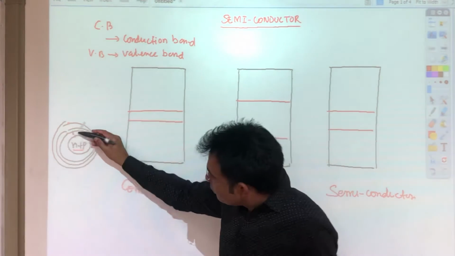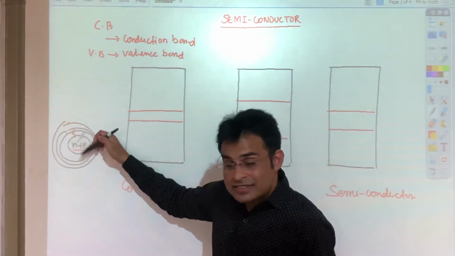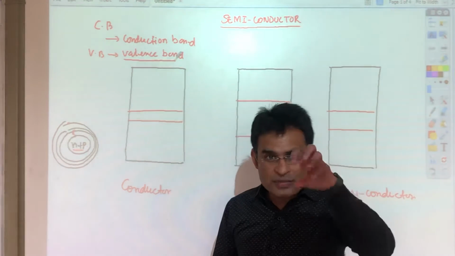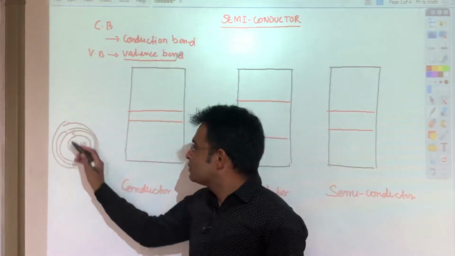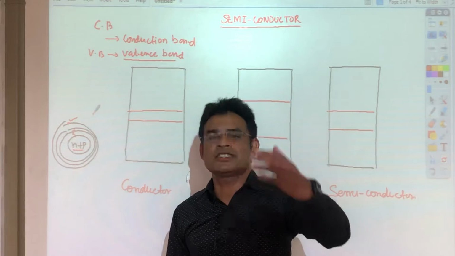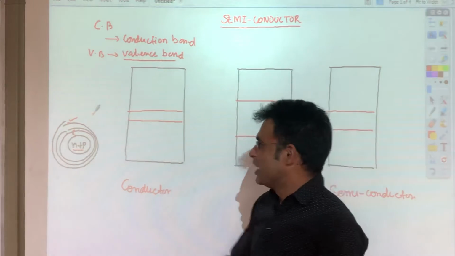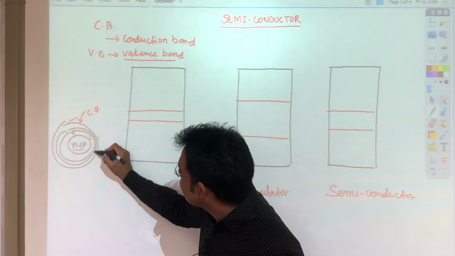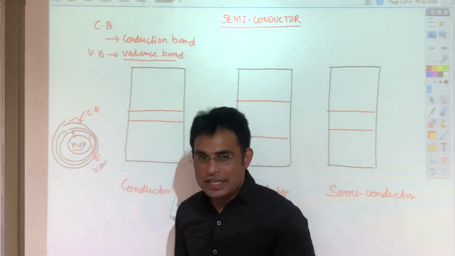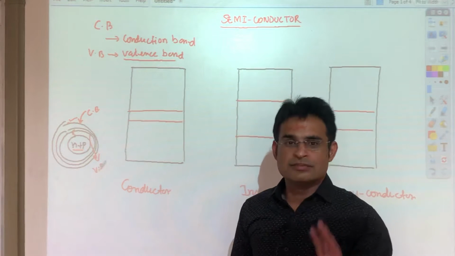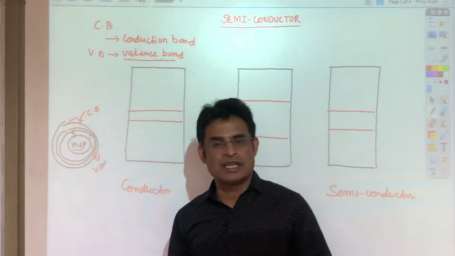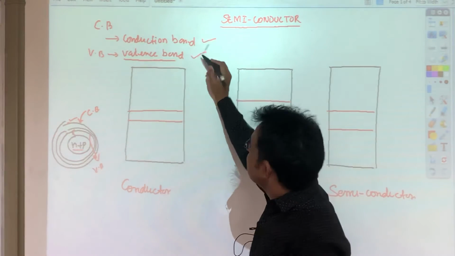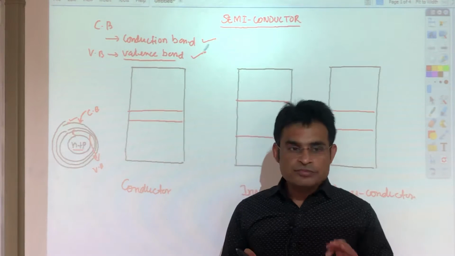Whatever number of orbits are nearby this nucleus, those orbits are called the valence band. Whatever orbits are adjacent to the nucleus, we say that is the valence band, and whatever orbits are some distance from the nucleus, we say the conduction band. In this case, this is the conduction band, CB, and this one is the valence band, VB. Orbits nearby the nucleus are the valence band, and far away from the nucleus is the conduction band. Based on this theory, we have a definition of a semiconductor.